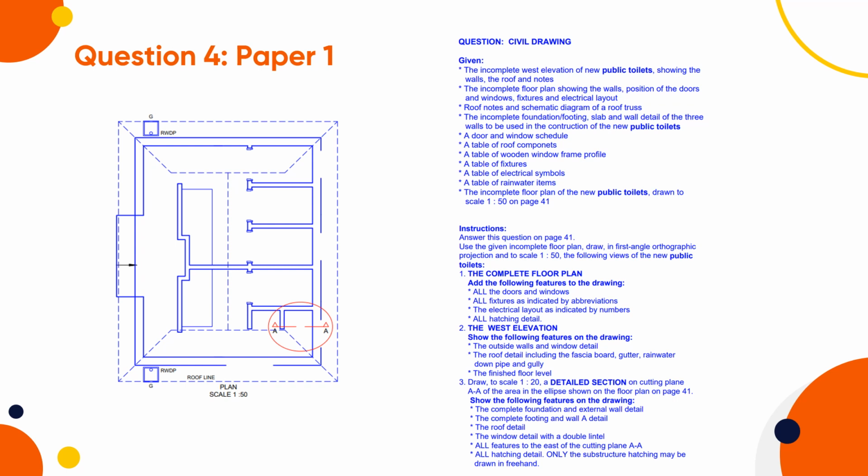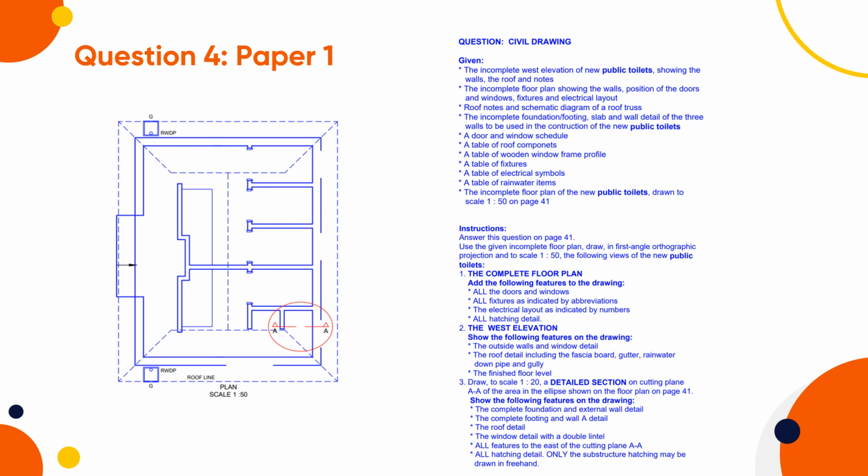Then we'll move over to question 4. That will always be our civil question. This is also the question that takes the majority of the marks for paper 1. And the civil drawing, you'll have a floor plan, an elevation with especially the roof construction, and then also our section view. Just remember, the section view is usually drawn on a bigger scale, and making sure that we understand what is expected of us.